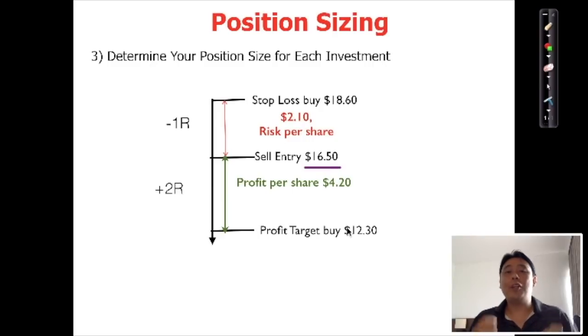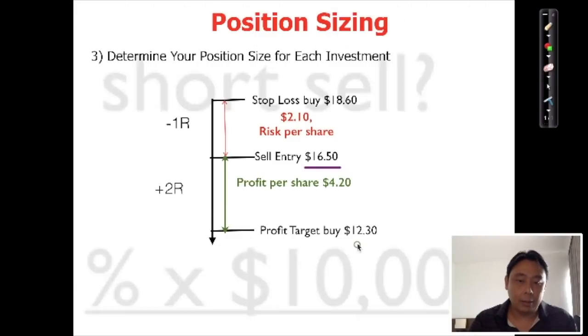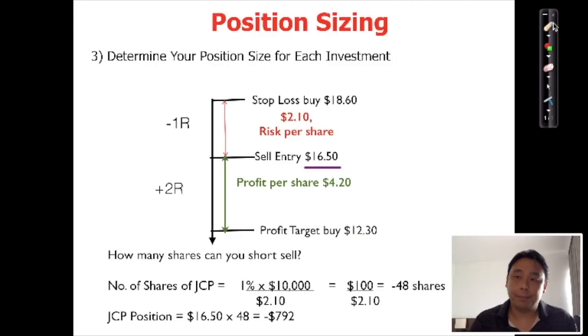Okay, so how many shares can I short? Once again, I use the same formula. What's the formula again? You take your risk per trade, which is 1%, and multiply by your net liquidation, your capital. Now, here's where it gets important.